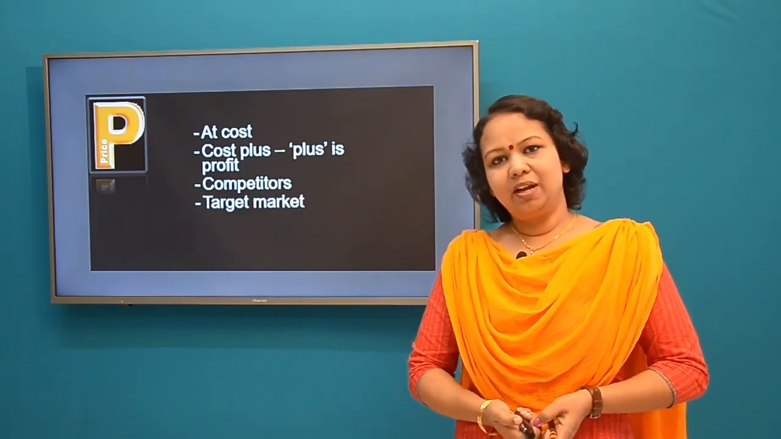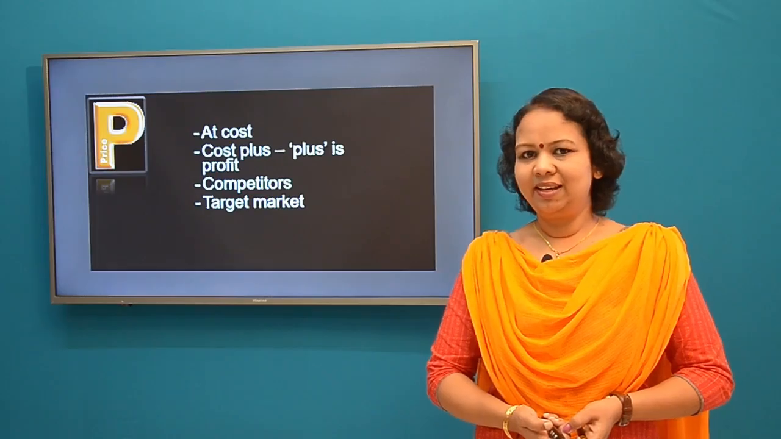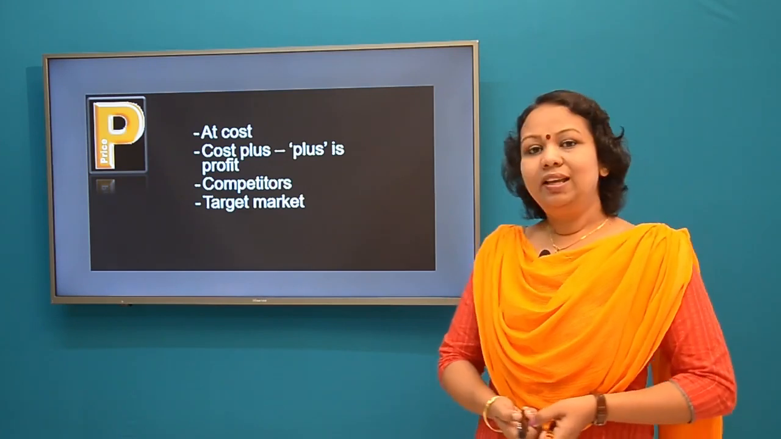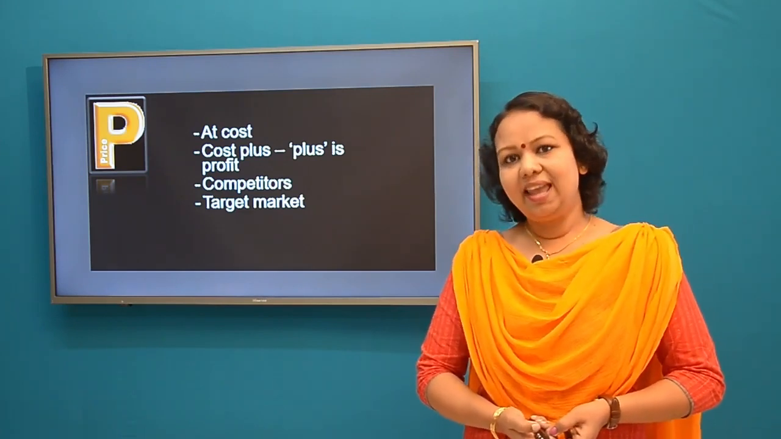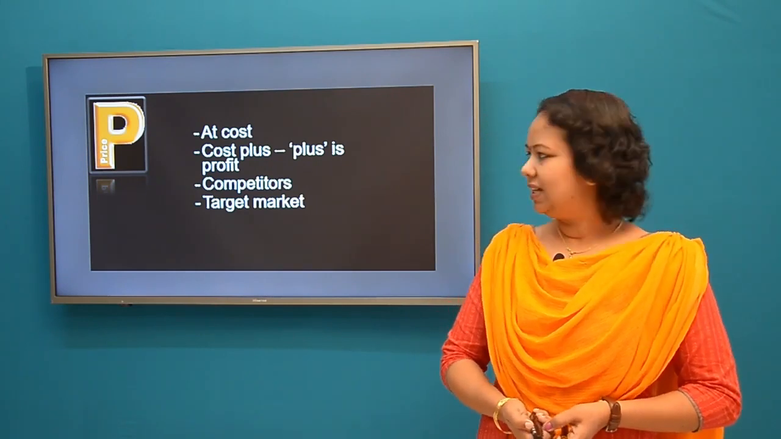Next is target market. We identified our target market before making the product, right? Using primary market research or secondary market research. Now, based on how much they can spend, the organization will be fixing the price.